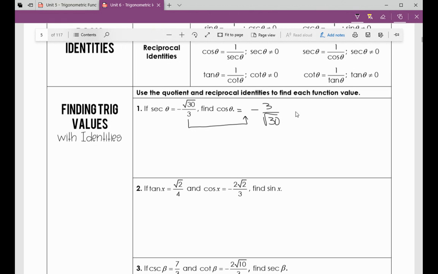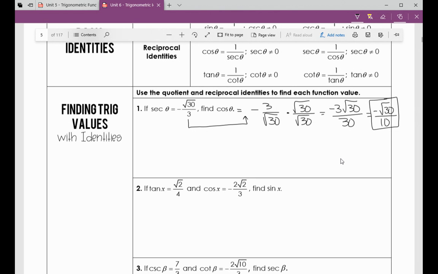You do have to rationalize that, so we do have to multiply by square root 30 over square root 30. And that gives me -3 square roots of 30 over 30. Final step, reduce the 3 and the 30. So that gives me negative square root 30 all over 10. And that would be the cosine value. All right, so if you have reciprocals, use them. Take the fact that secant and cosine are reciprocals, take secant, flip it, and rationalize it.